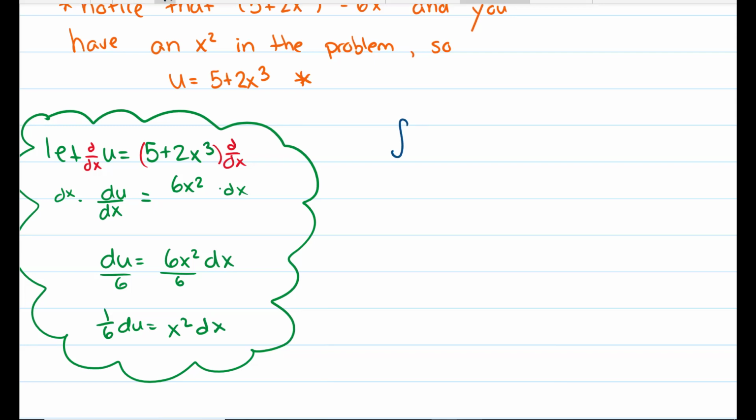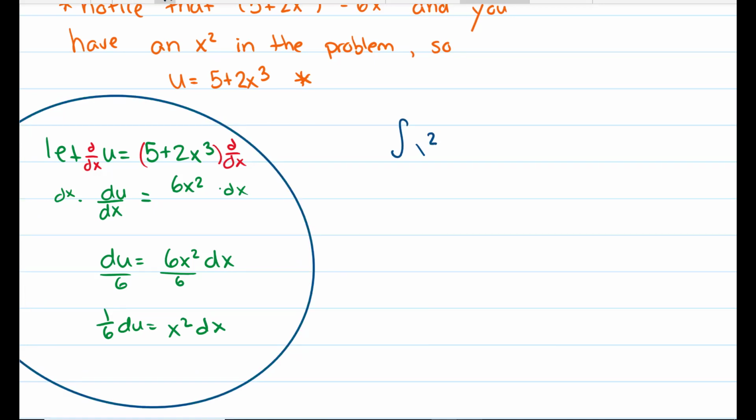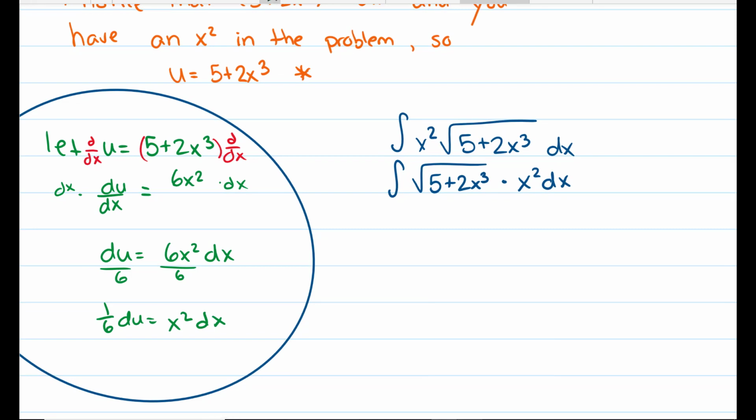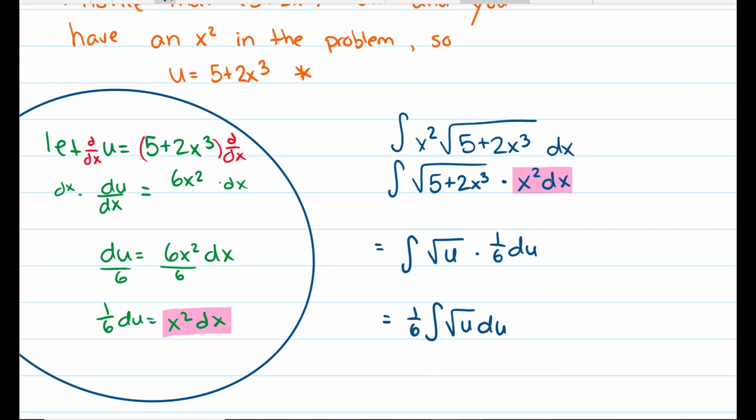So we have the integral of x squared times the square root of 5 plus 2x cubed dx. You don't have to do this next step, but I'm going to rewrite it: 5 plus 2x cubed under the square root times x squared dx. This helps me make it clear that the u sub is x squared dx. So now this becomes the integral of the square root of u times 1/6 du. So this becomes 1/6 the integral of the square root of u du.